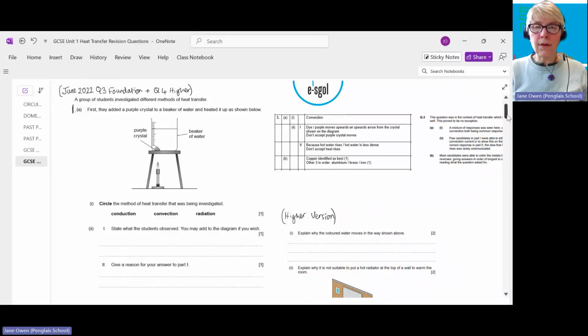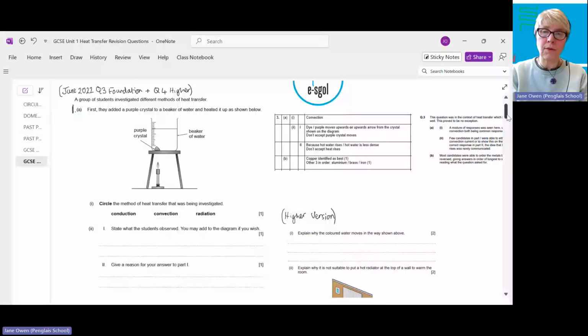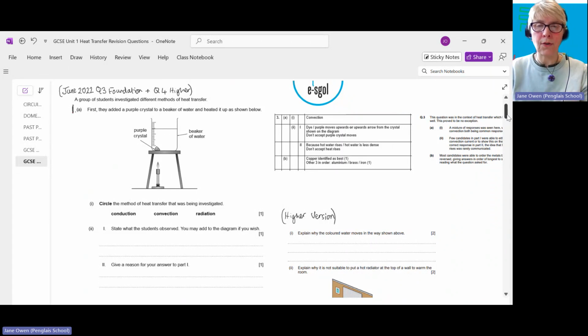So, a group of students, let's get straight to it. We've got a lot to do this session. A group of students investigated different methods of heat transfer. To remind you of the different sorts of heat transfer, there's conduction, convection, and radiation. Conduction is in solids only. Convection is in gases and liquids, we say fluids, and radiation can be through transparent materials, translucent materials, and through space. It doesn't need particles to transfer.